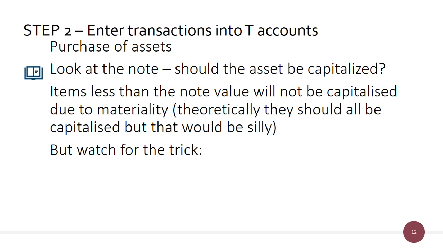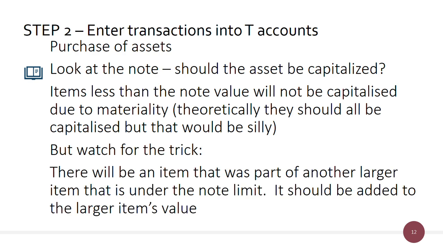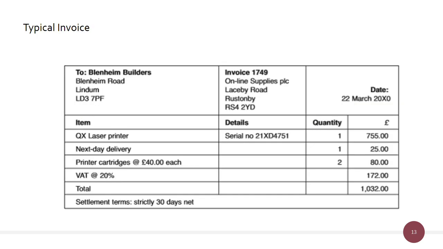But we're going to have to watch for the trick here. There's going to be an item that's part of a larger item and under the note limit, but because it's part of this larger item, it's above it and gets added to it. So we'll see some examples like that. Let's see what we've got here. We bought this laser printer, and we've got this amount. That's above our note value, let's say £500. That's great. We've got this next day delivery charge. Anything that puts it into situ would be added on, so in this instance we're up to £780.